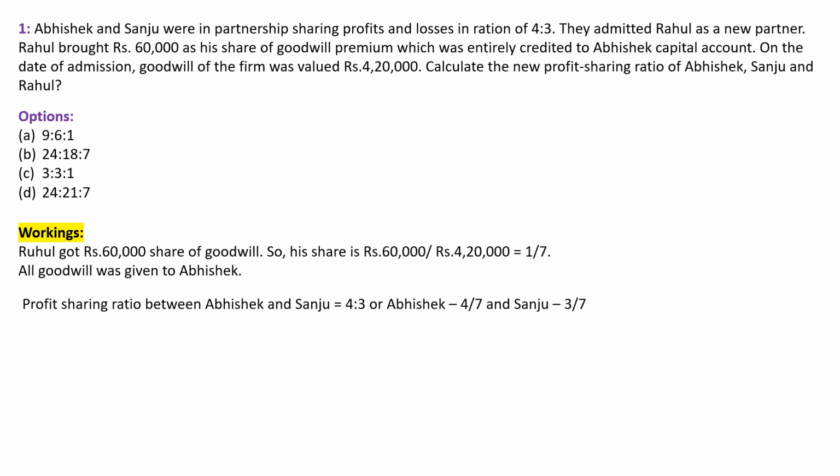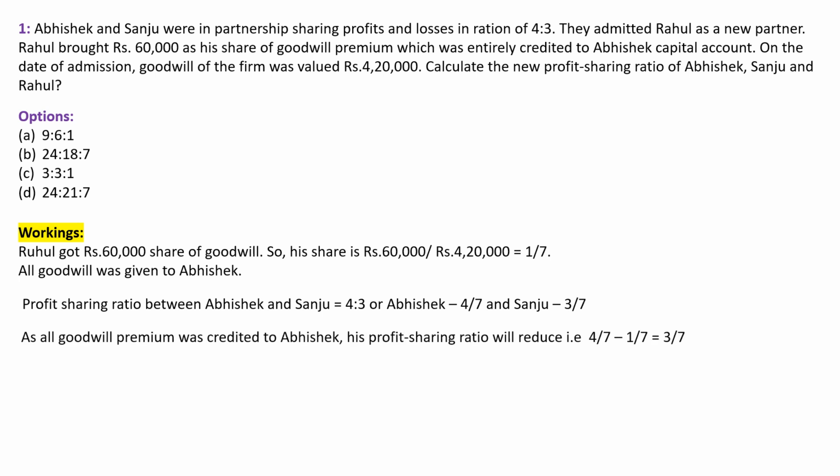Now, the profit sharing ratio between Abhishek and Sanju is 4 is to 3. That is 4 by 7 in case of Abhishek, and in case of Sanju it is 3 by 7. As all goodwill premium was credited to Abhishek, his profit sharing ratio will reduce, right? Because you are taking the goodwill. So 4 by 7 minus 1 by 7 equal to 3 by 7, right? Why minus 1 by 7? Because Rahul's share is 1 by 7, which we calculated by determining the proportion of goodwill he is contributing, right? Now, the new ratio is Abhishek 3 by 7, Sanju 3 by 7, and Rahul 1 by 7.